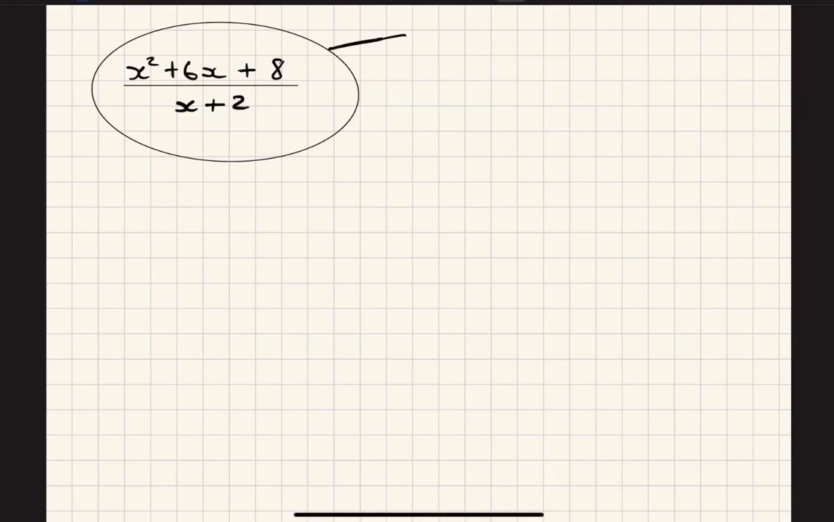So here we have polynomial division. We're going to label our numerator and our denominator within our polynomial division. Our numerator is x squared plus 6x plus 8, and our denominator is x plus 2. This will be helpful when moving forward within our polynomial division.